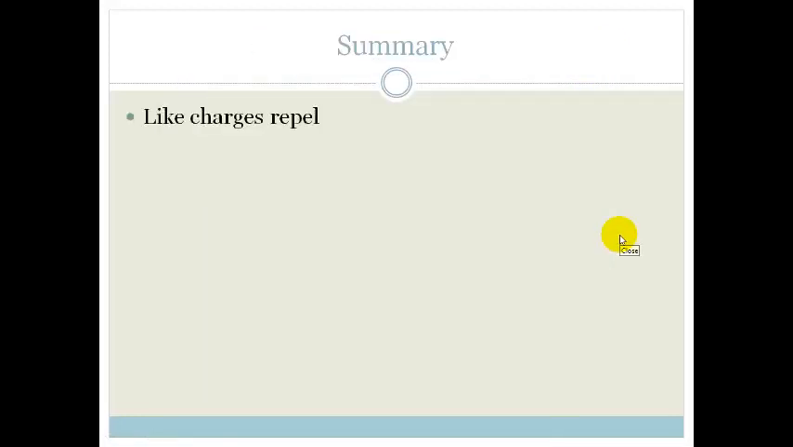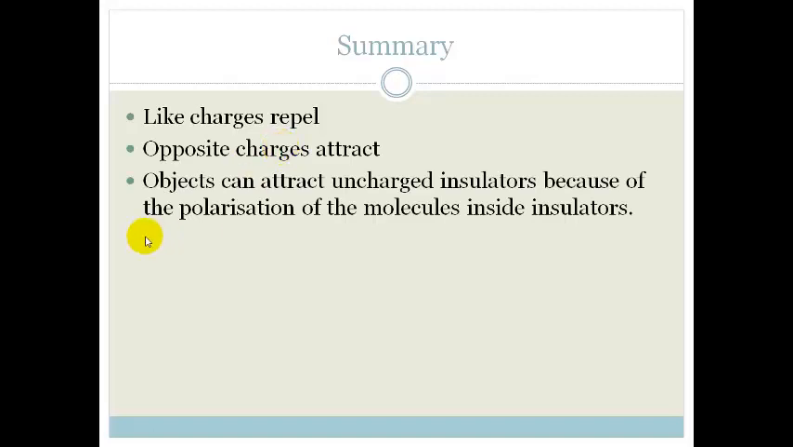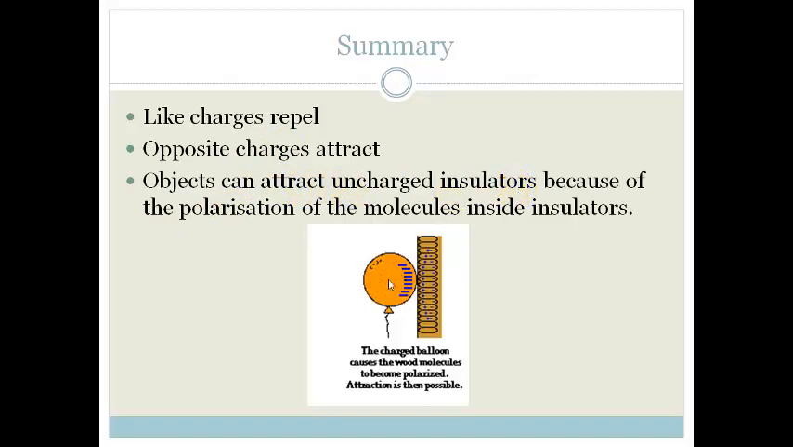So what have we learned? Let's summarize. First of all, like charges repel. Okay, we saw that because the electrons moved away. Secondly, opposite charges attract, and objects can attract uncharged insulators because of the polarization of the molecules inside the insulators. And that's exactly what I showed you there.